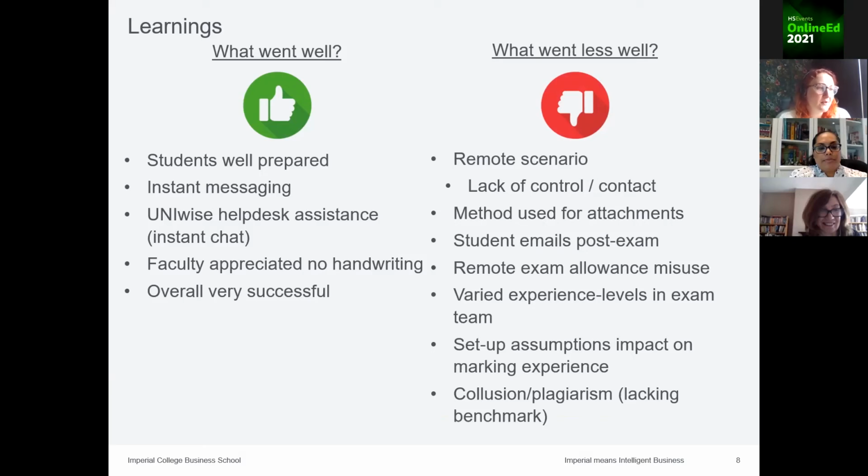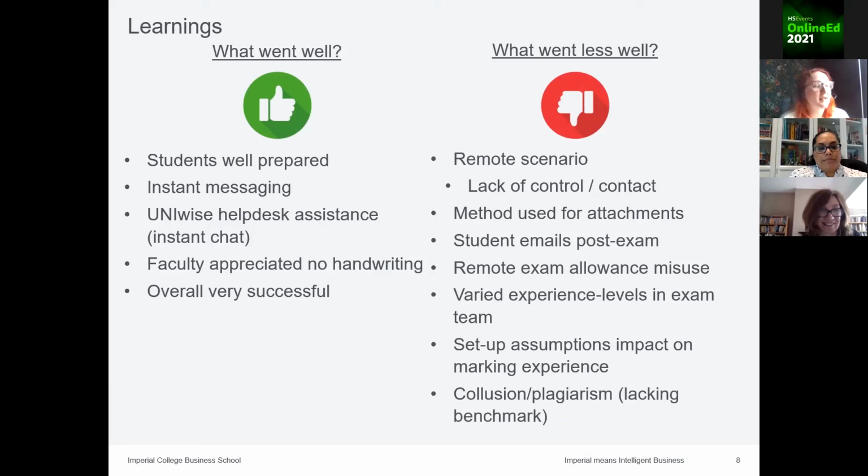Students didn't really use the remote allowance properly, so the intention was that that was just a checking and uploading period of time, but they tended to use that just to continue and then ended up running out of time anyway. Our team had varied levels of experience because some of them hadn't been expecting to be as involved with the platform. And we'd also made some assumptions in how we set up the exams, which had an impact on the marking experience.